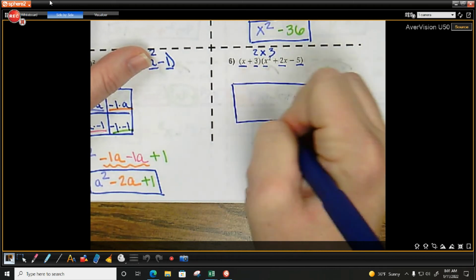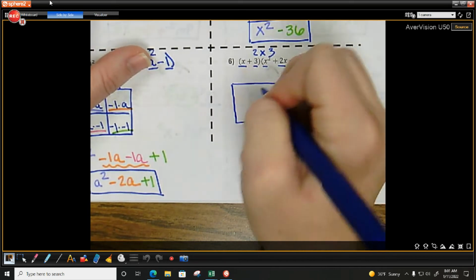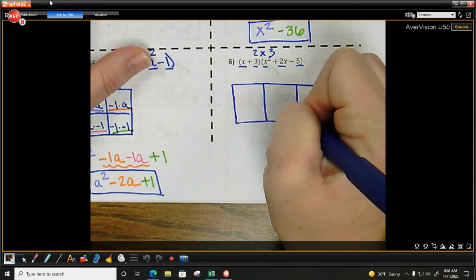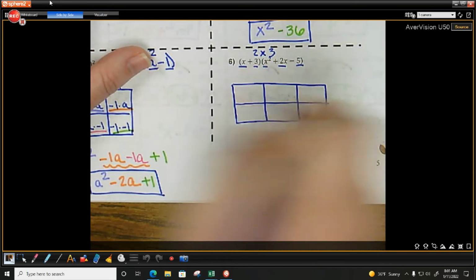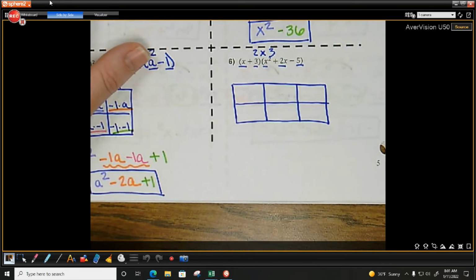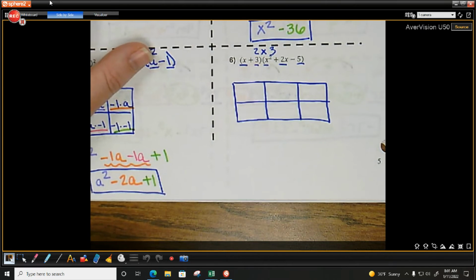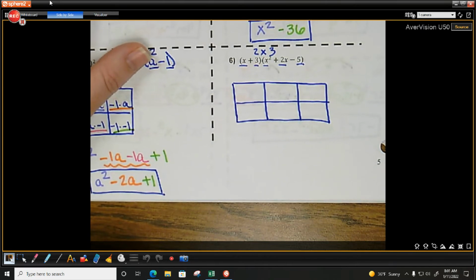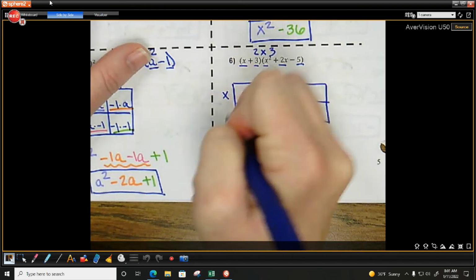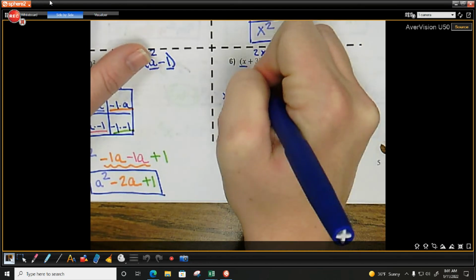Does it matter which way you make your box? You could do 3 tall and 2 long. Now this one, does it matter which place you put your terms? Yeah, the 2 term parenthesis has to go on the 2 box side. The 3 term parenthesis must go on the 3 box side. Okay? So I'm going to put my x and my 3, x squared, 2x and negative 5.